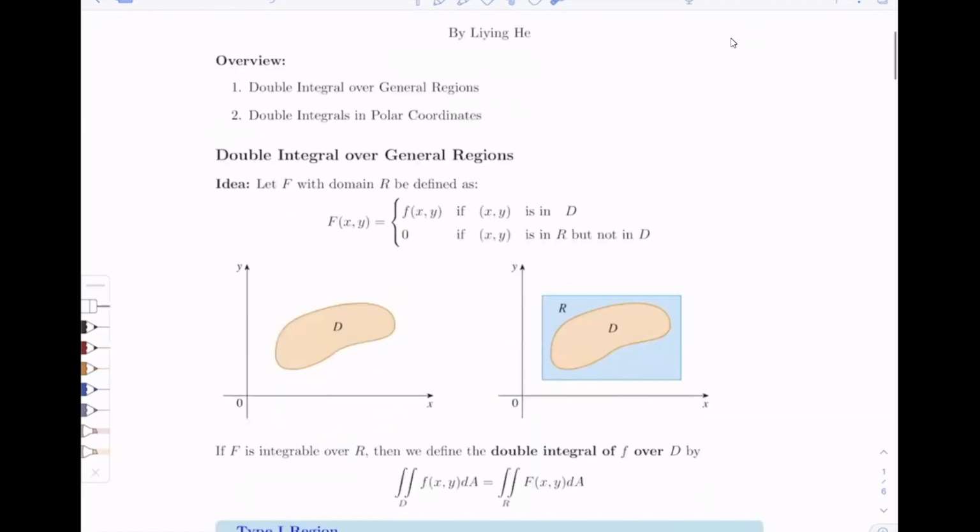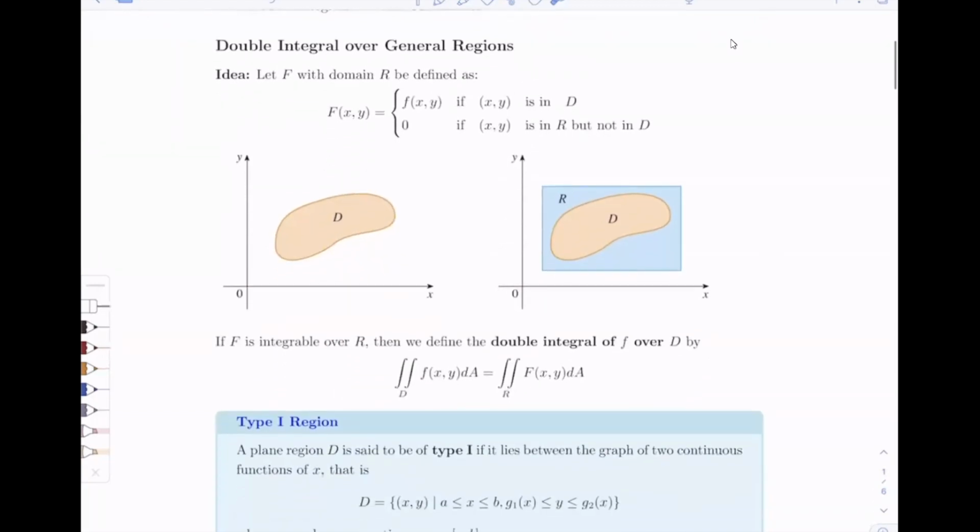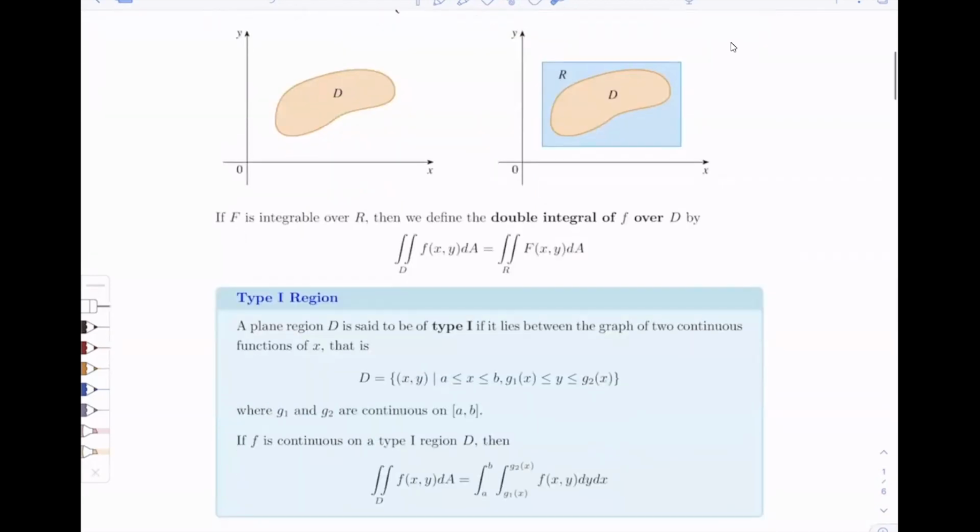Anyway, double integral over general regions, as we talked about last time: instead of a rectangle we have a general region, then you can define your function f in this way. When your xy is in D, then you make it f of xy. When it's not in D but in R, then you make it 0. So you define it by this piecewise function, and then our double integral can be computed in this way.